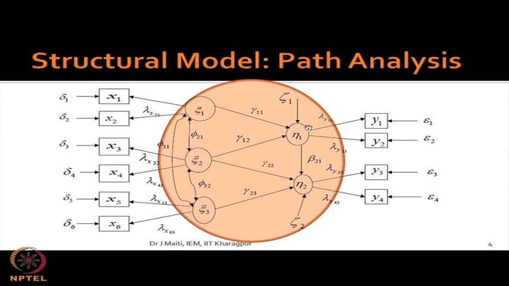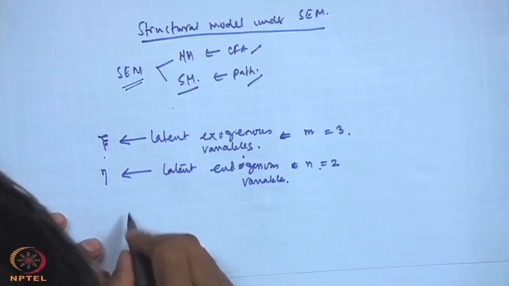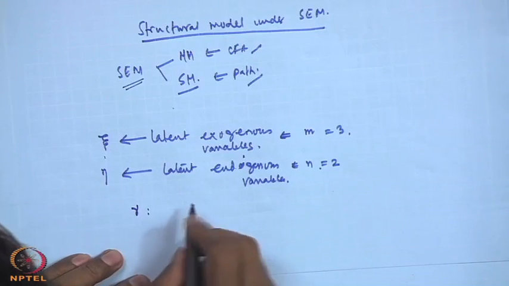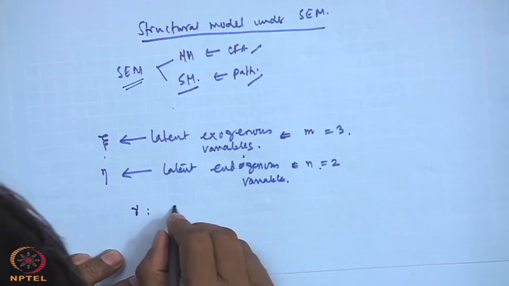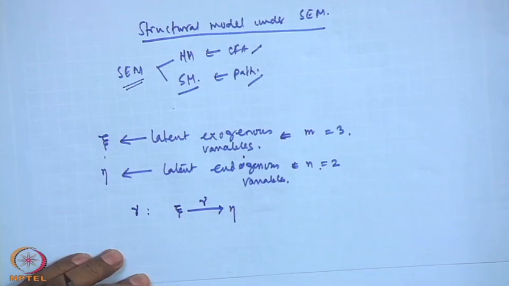In addition, the relationship between, or I can say the regression estimate between eta 2 on eta 1, or the other way around, basically the effect of eta 1 on eta 2, is beta 2 1. So, if I consider the relationship here, then we can write like this: gamma denotes the relationship where xi is affecting eta through gamma.